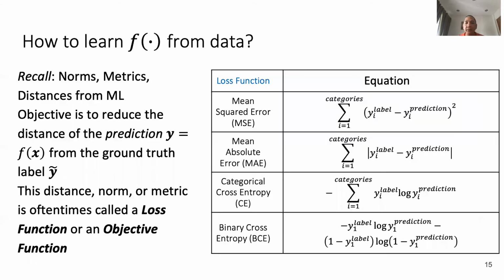As discussed in the supervised learning video, we train our model using a loss or objective function. We may use loss functions such as MSE, MAE, categorical, and binary cross-entropy. For more details, please see our video on supervised learning.